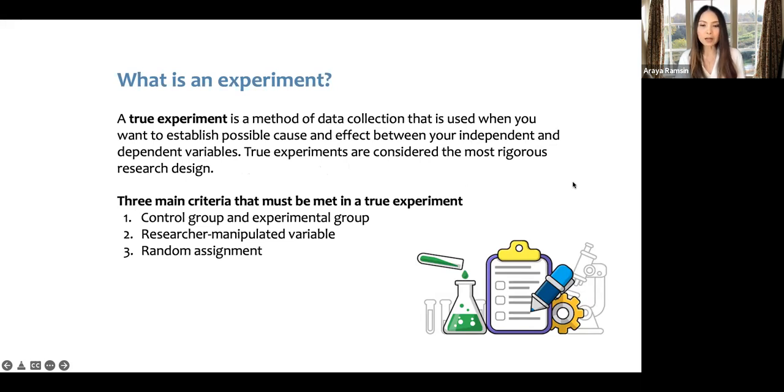So what makes a true experiment? There are three main criteria that have to be met in a true experiment. First one is control group and experimental group. The second one is researcher manipulated variable. And the last one, random assignment. Now we are going to take a look at each one more closely.